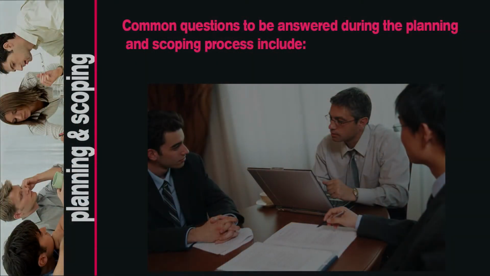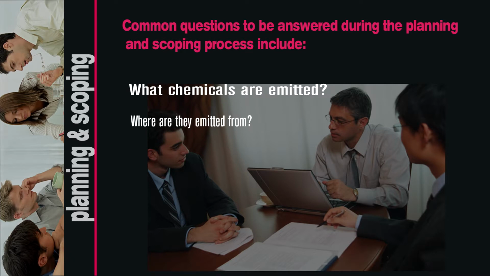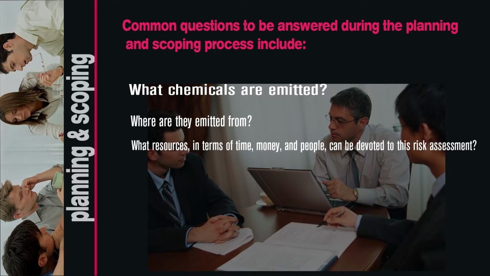Now that you've seen the big picture of risk assessment, we'll talk about how to begin and what you need to know to conduct your risk assessment. Common questions that should be answered during the planning and scoping process include: what chemicals are emitted, where are they emitted from, and what resources in terms of time, money, and people can be devoted to this risk assessment. These questions must be answered, and that's why we plan and scope out an assessment before we begin any analysis.